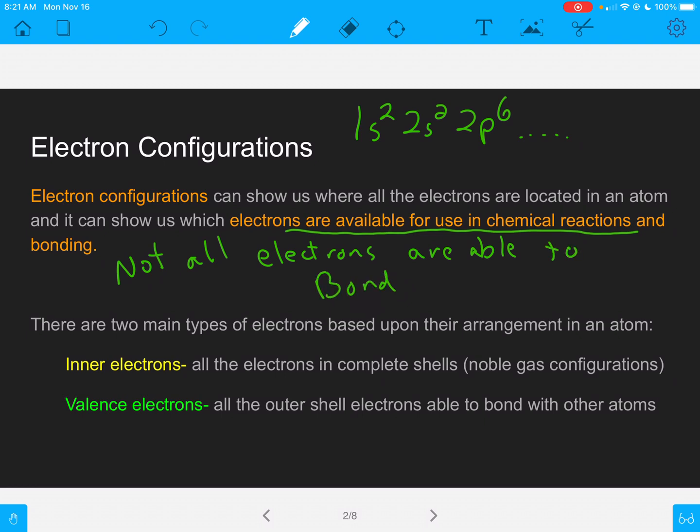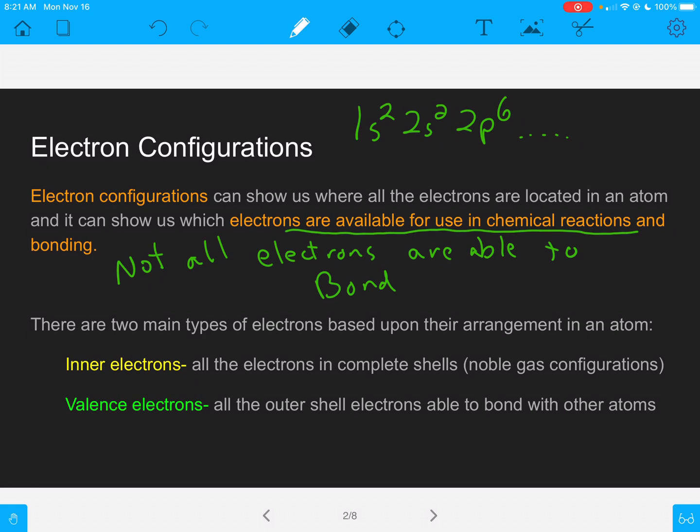In fact, any electron that's locked up in a complete shell, that is completely full, it's kind of like having a savings account. At first you can pull money out of your savings account, but after it gets so much money in it, you have to move it to a retirement account. Once that happens, you can't touch it until you're an old lady or old man. So not all electrons are able to bond, just like not all money is able to be spent at any given period of time.